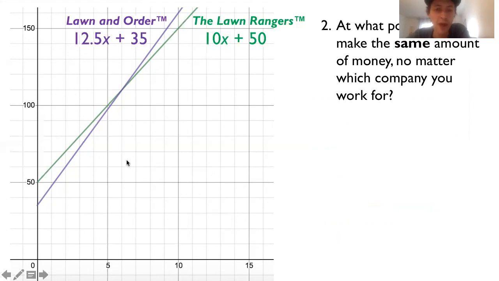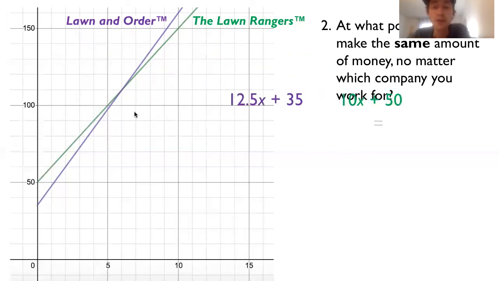Well, the great thing about having a graph here is that we can see that these lines meet at the x value of 6. So if we mow 6 lawns, it doesn't matter what company we're working for, we're going to make the same amount of money. Okay? So $110, you can actually read that from the graph too. But what if I didn't give you a graph? You could draw one, and that's a good thing, you should draw graphs.